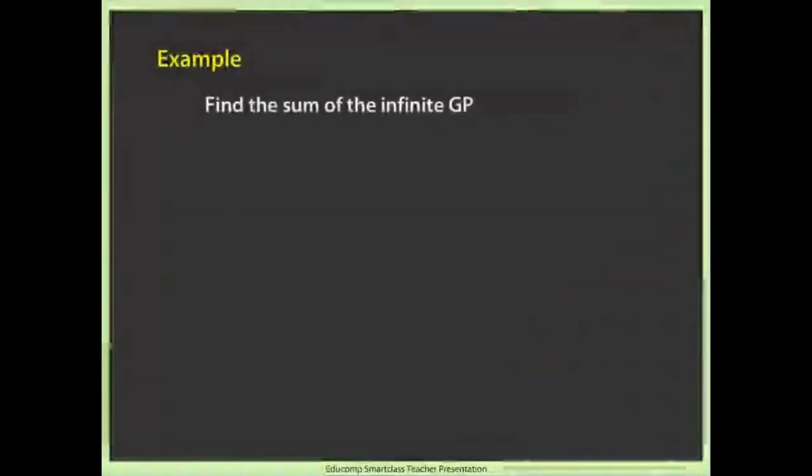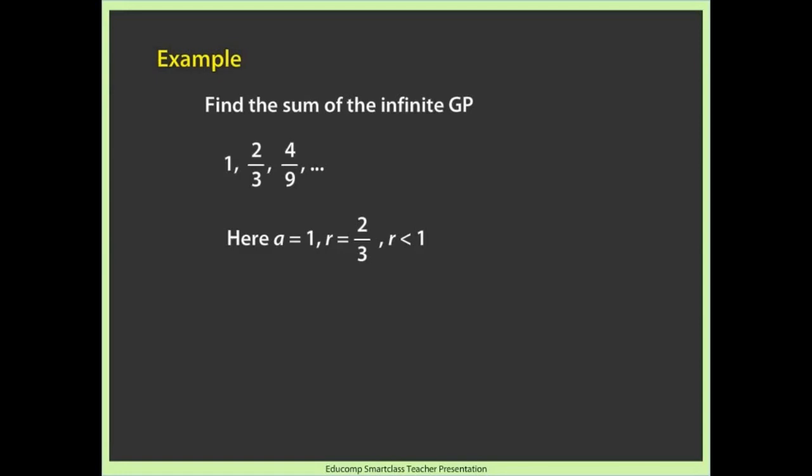let us now find the sum of the infinite GP 1, 2 over 3, 4 over 9 and so on. Here a is equal to 1, r is equal to 2 over 3, that is r is less than 1. Therefore, S infinity is equal to a over 1 minus r. This is equal to 1 over (1 minus 2 over 3). Thus we get S infinity is equal to 3.